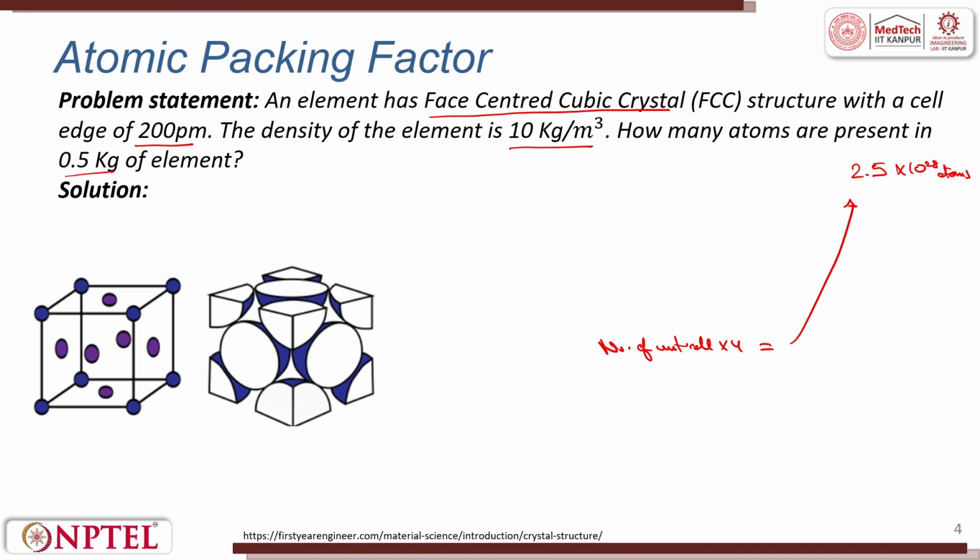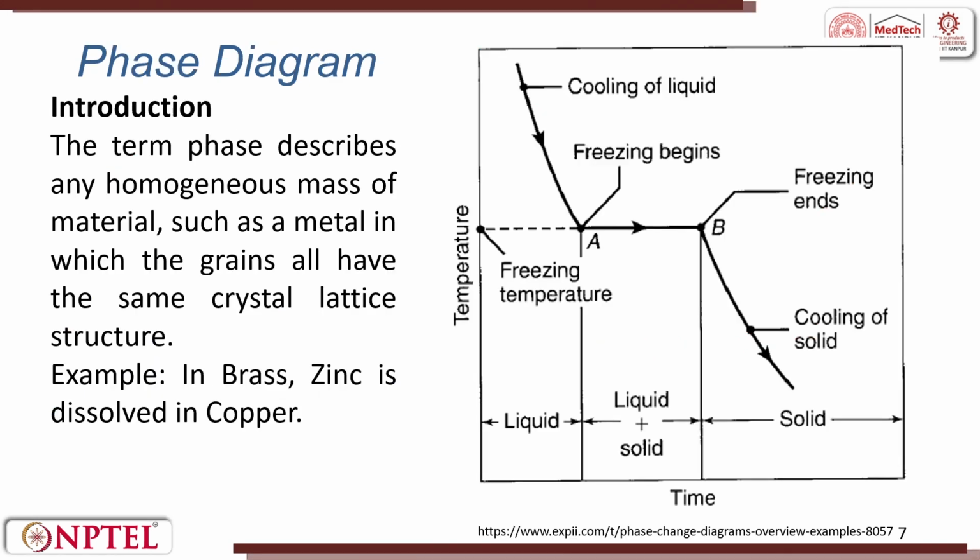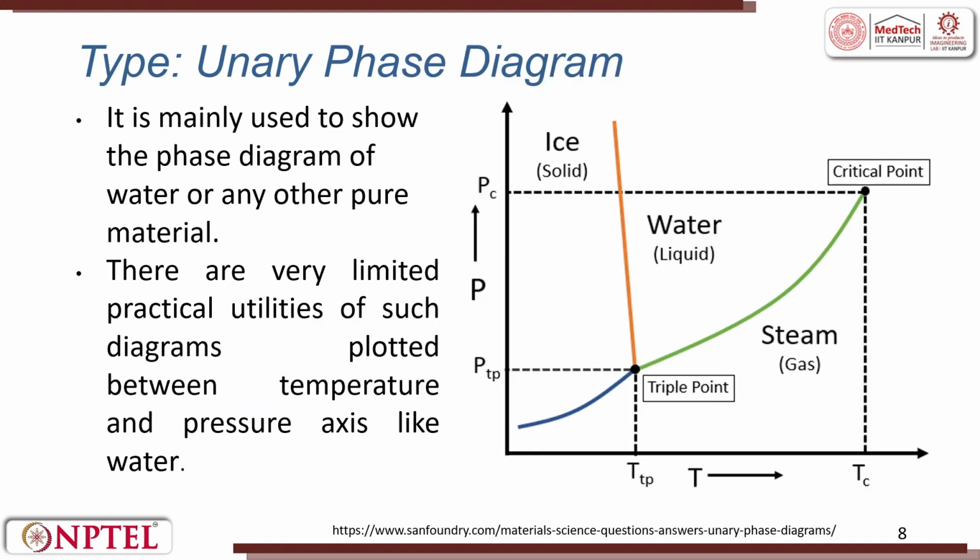Let me come to the phase diagrams. Just a quick brief recall of the terms. Phase: the term phase describes a homogeneous mass of material such as metal in which the grains all have the same crystal lattice structure. Example, in brass, zinc is dissolved in copper. So, phase diagrams, these are the cooling curves which are being represented here. It is cooling, and this is the freezing temperature where the liquid turns into solid. It is liquid here, it is solid here, and this is a mixture of liquid plus solid. This you have also seen in the previous lectures.